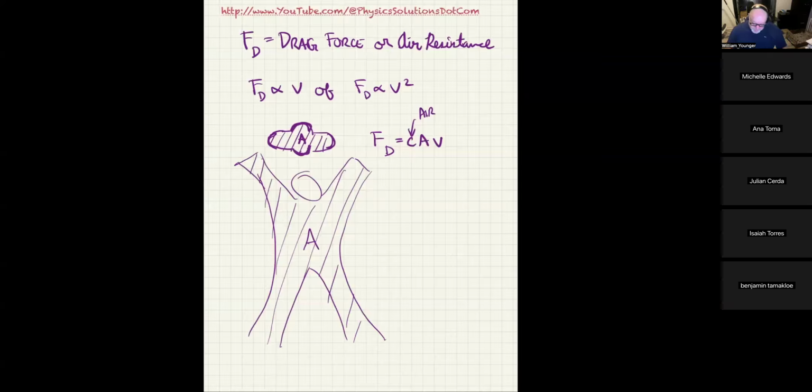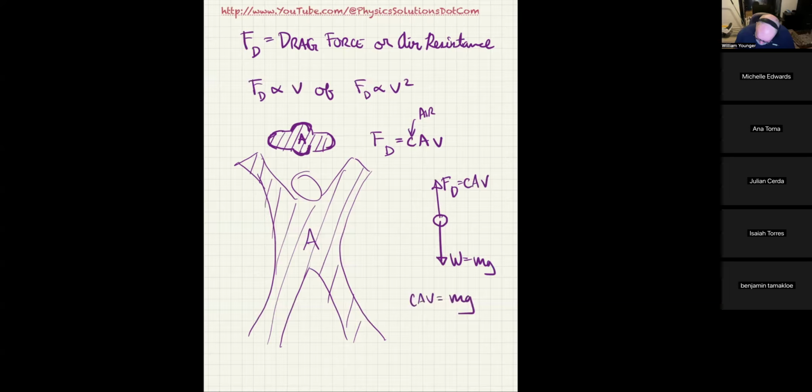And that would make the drag force a lot higher. And what happens when an object is falling is you have a force W equals mg pulling you down, but then you have a force slowing you down, F_D, which is equal to C times A times V. Once the V gets to some critical value, then C times A times V is equal to mg. You've reached now terminal velocity.